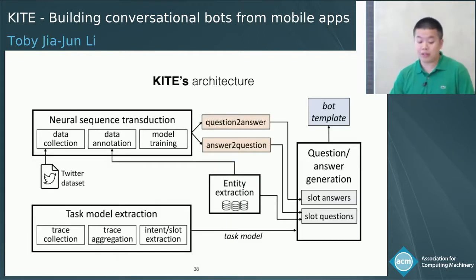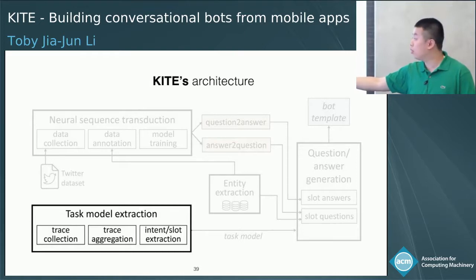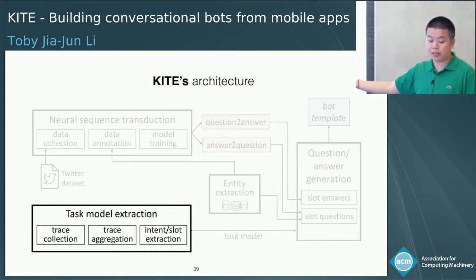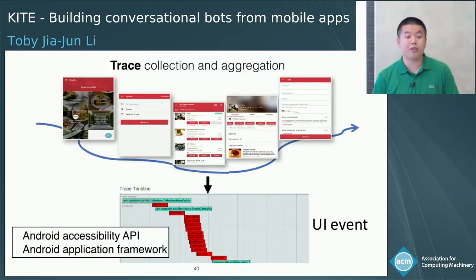This diagram illustrates the architecture of KITE from a high level. KITE will first extract the task model. This is a 3-step pipeline that includes trace collection, trace aggregation, and intent slot extraction. Let's look at the details on how KITE extracts a task model. For collecting a complete UI and usage trace from Android apps, KITE instruments those apps through the Android Accessibility API and also the Android Application Framework. This method does not require any modification on the apps.